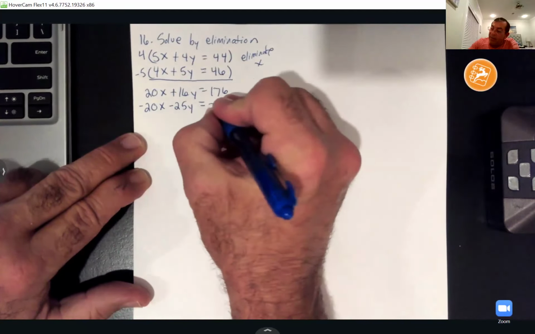All righty, so I know what the y equals. So this is where I went in and I back substituted into one of these two original equations. So I'm going to back substitute. Since I know y is 6, I'm just going to use the first equation, 5x plus 4y equals 44. And I'll put my 6 in for that y. So 5x plus 4 times 6 will equal 44.